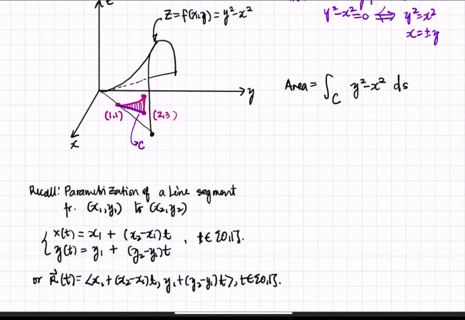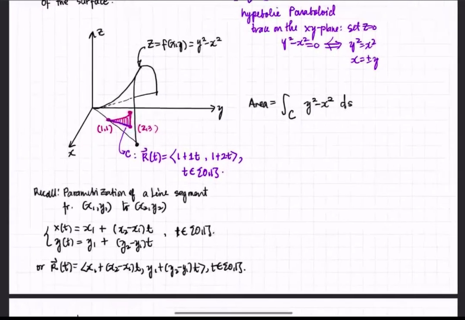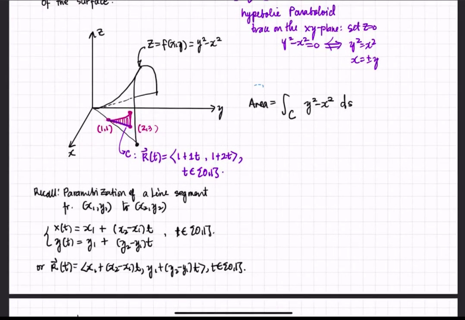So our violet curve, this is our x1, y1, x2, y2. Let's apply this. Initial point 1, 1. 2 minus 1 is 1. Comma. 3 minus 2 is 2. And then your t ranges from 0 to 1. Now we can compute the area.